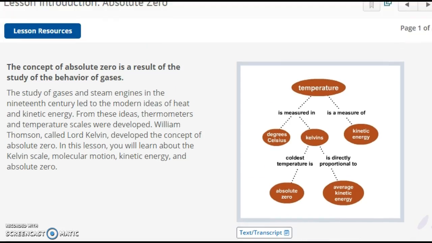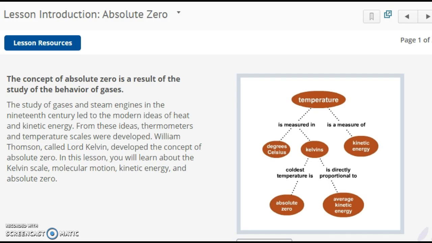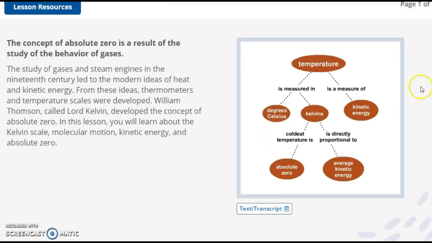We are going over lesson 1.10, absolute zero. Temperature is measured in degrees Celsius and, of course, kelvins. The coldest temperature is absolute zero. The temperature is measured in Kelvin and is directly proportional to the average kinetic energy. So the internal motion of atoms, the more motion, the higher the temperature. Temperature is a measure of kinetic energy.